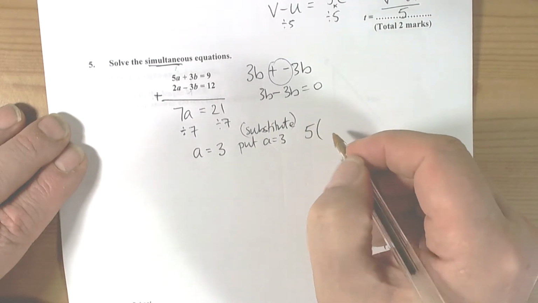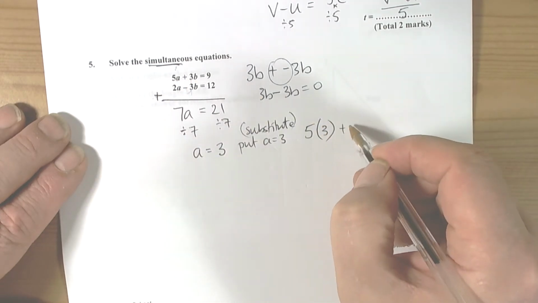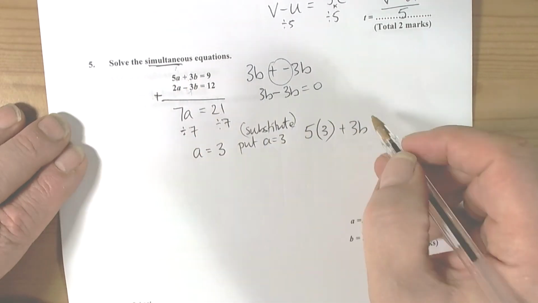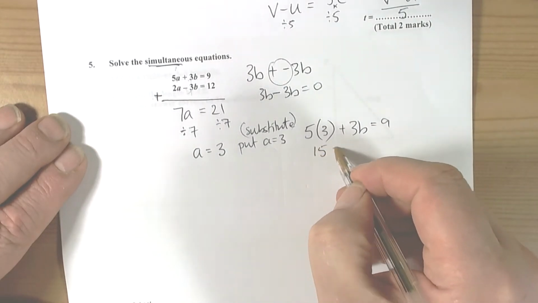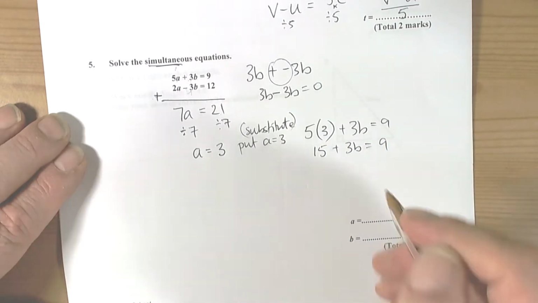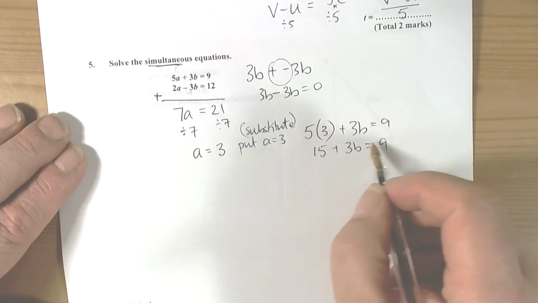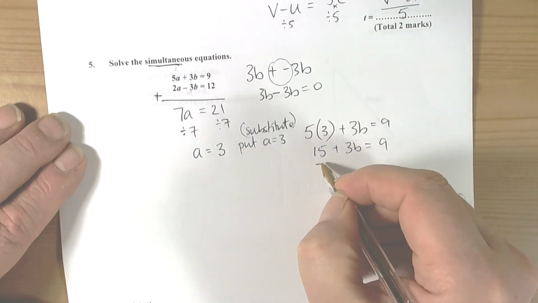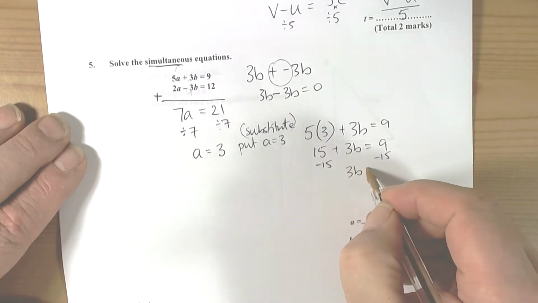So the top one tells me that I'm doing 5 lots of the a value, so 5 lots of 3. I'm adding 3 lots of the b value, and I want the answer to become 9. So 5 3's are 15 plus 3b equals 9. Now, because we want b, the answer for b, what value will make this work, then we rearrange this to leave b where it is. So we're going to take away 15 from both sides, then that's going to leave us what 3b's worth.